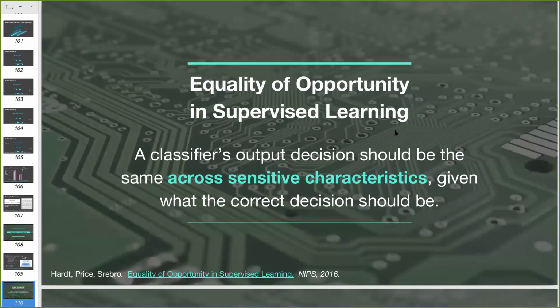A classifier's output decision should be the same across sensitive characteristics, given what the correct decision should be. So whether the person is being promoted or not should never be dependent on the gender of the person.